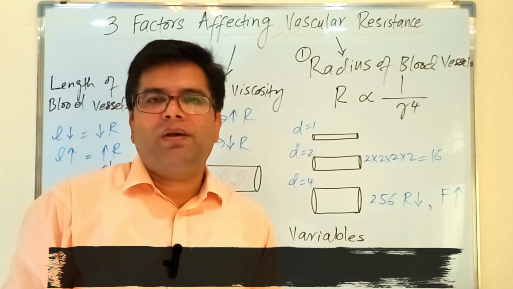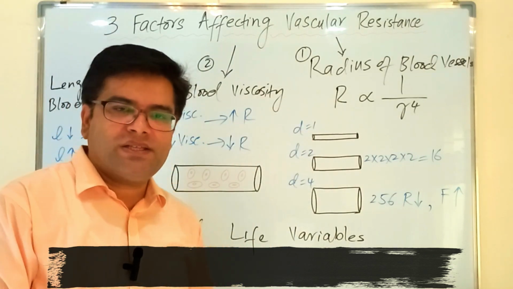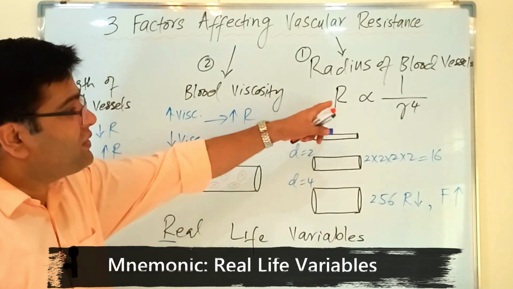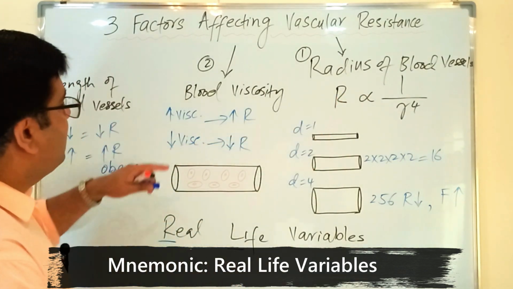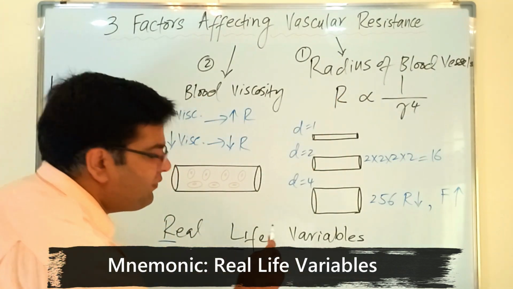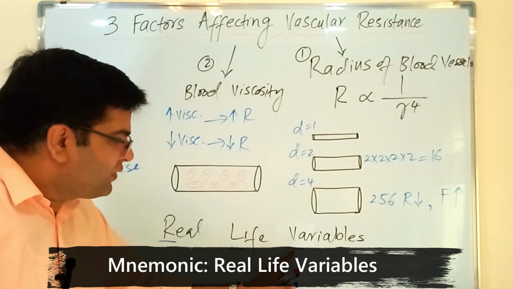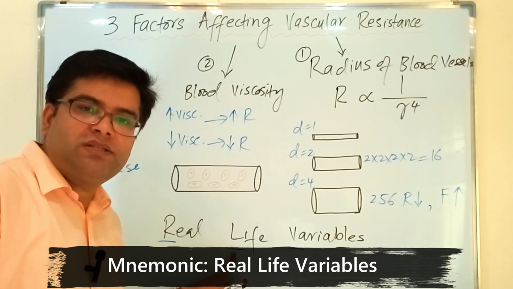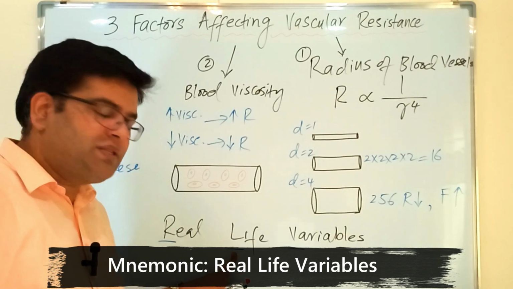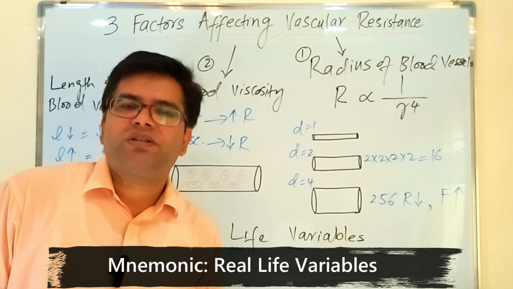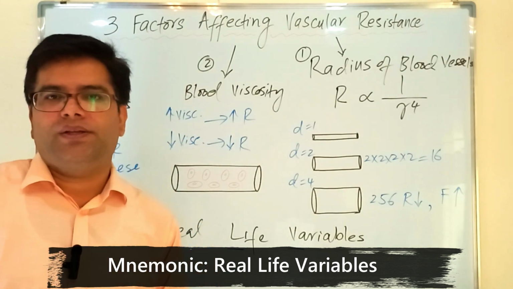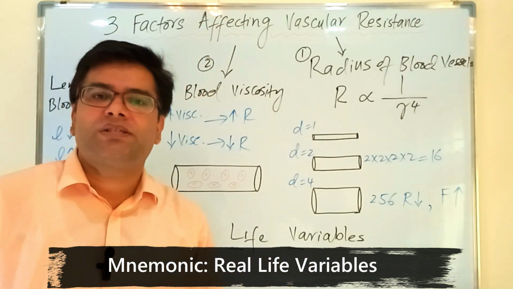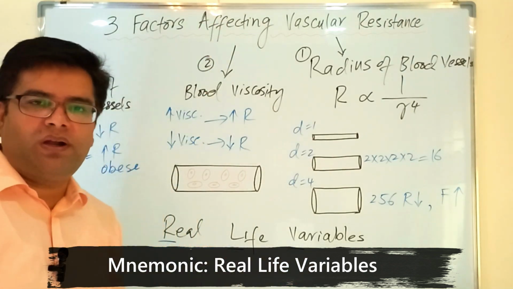There is a good mnemonic to remember the three factors that affect vascular resistance, and this mnemonic is real life variables. R for radius of the blood vessels, L for length of the blood vessels, and V for blood viscosity. Viscosity of blood has a direct relationship with resistance. Length of blood vessels also has a direct relationship with resistance, and resistance is inversely proportional to the fourth power of the radius. The most important factor out of all these three that affects vascular resistance is the radius of the blood vessel.